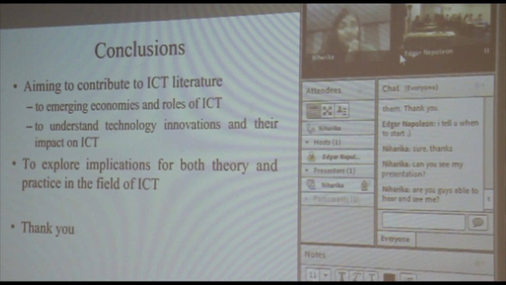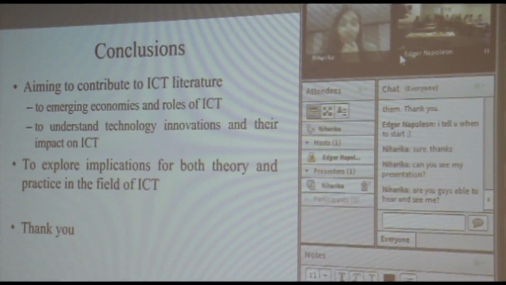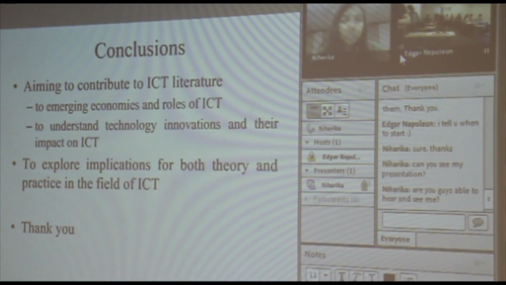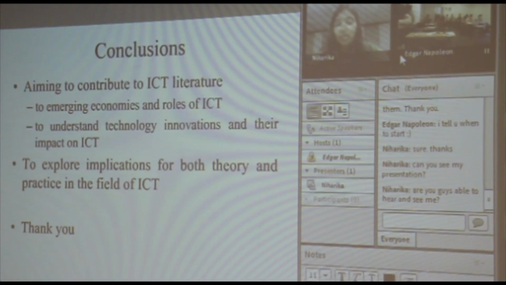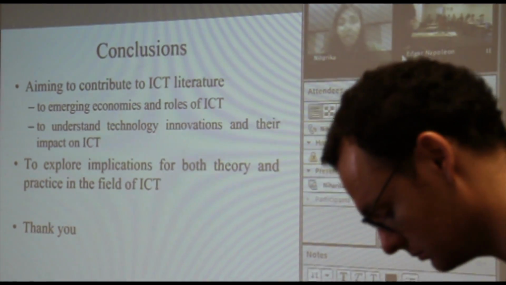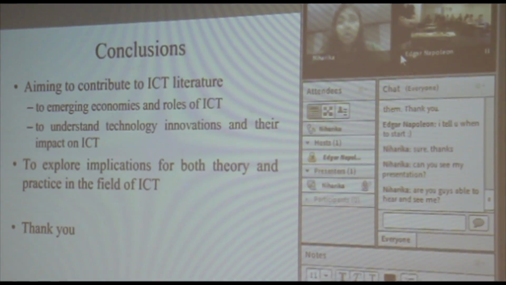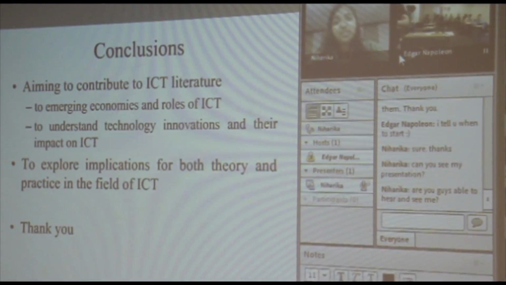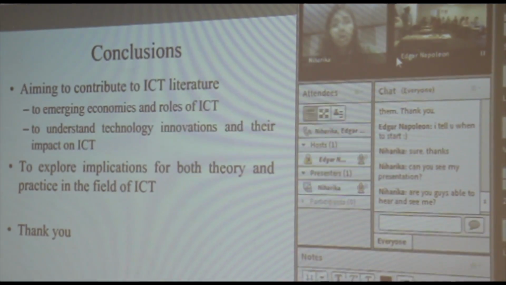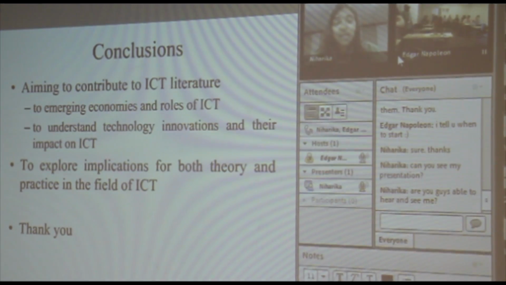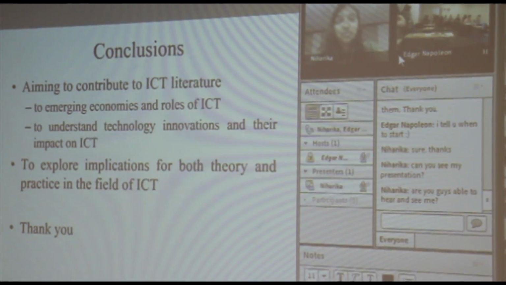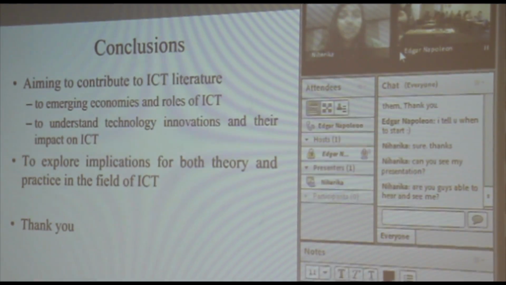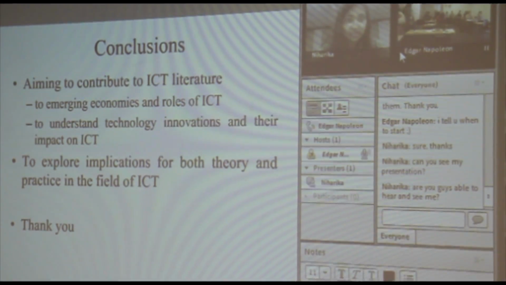From all these data collection activities, we aim to contribute to the IT literature, especially from the angle of emerging economies and BOP. We also want to understand technology innovations and their linkages with ICT and how they can help in development. That is what I'm trying to do with this paper, and I think I'm done with the presentation.